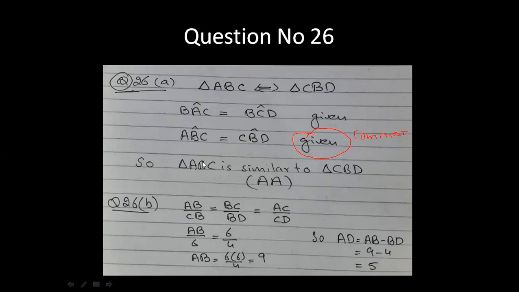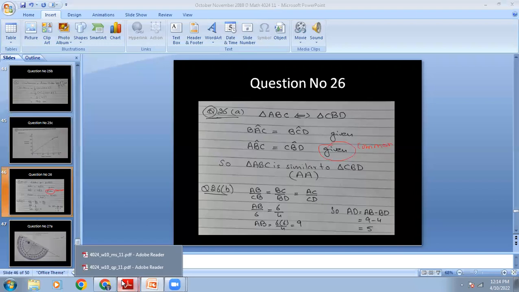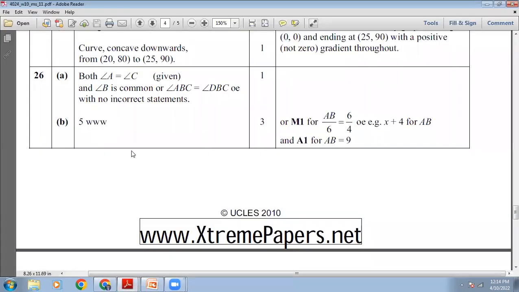So see how I write these sides ratio, because these two triangles are similar. AB divided by CB, BC divided by BD, AC divided by CD. I want to find out the AB, the CB is 6, BC is 6, BD is 4. Just cross multiply. So AB will be 6 into 6 divided by 4, and that will be 9. So now I know the AB. From AB, subtract the BD. 9 minus 4, that will be 5. So 5. Let's check. 5 is the right answer.